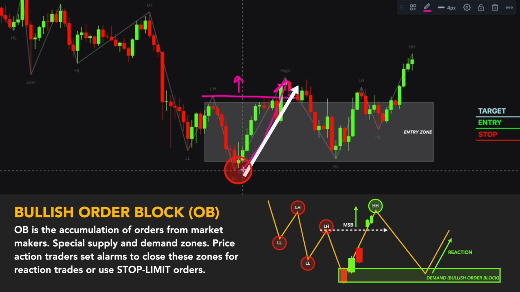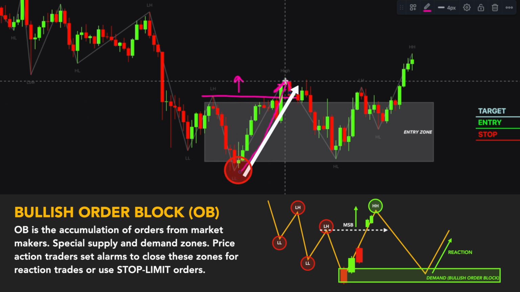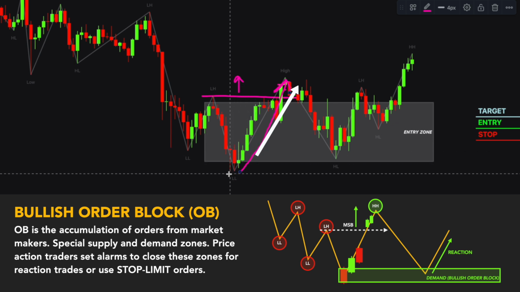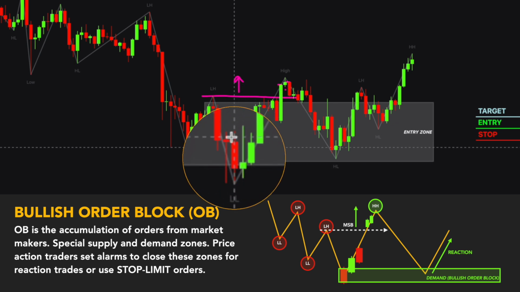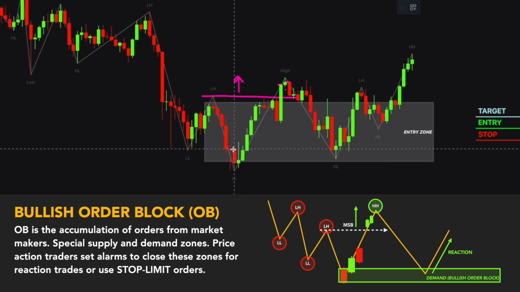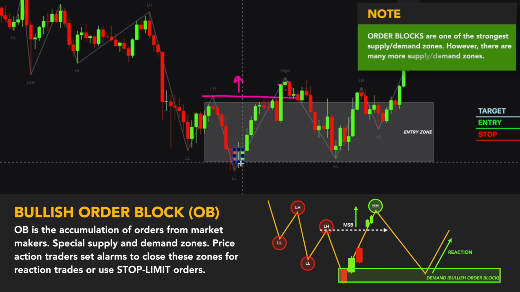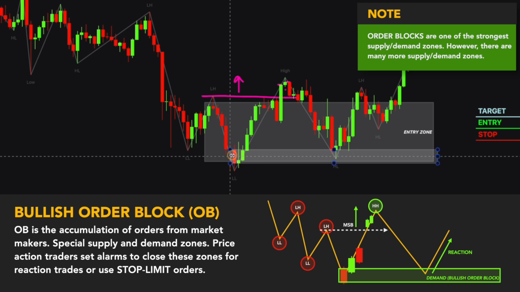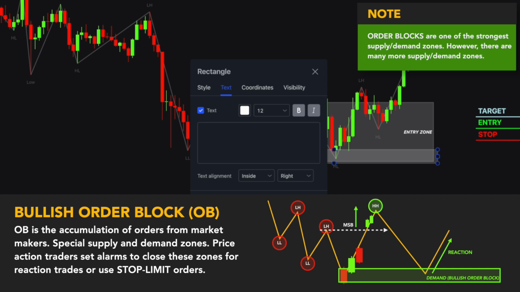As you can see right here, this movement creates a strong MSB. So, the last red candlestick before the movement is one of the strongest bullish order blocks. This red candlestick is our order block. I personally mostly take the body of the candlestick as our demand zone. Yes, the demand zone. Finally, you have learned to identify a demand zone.